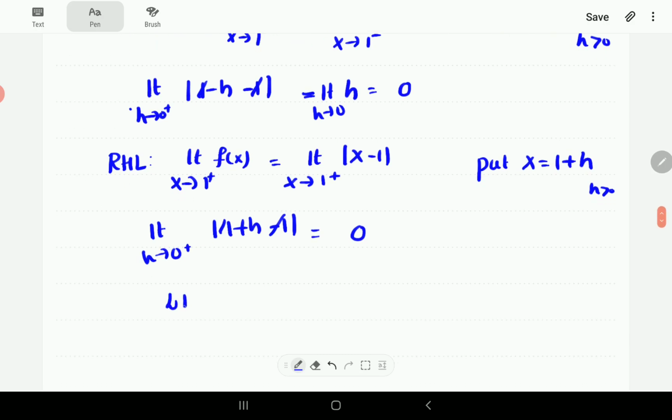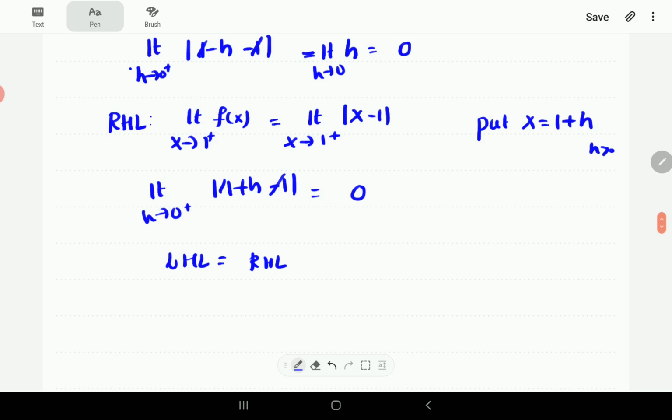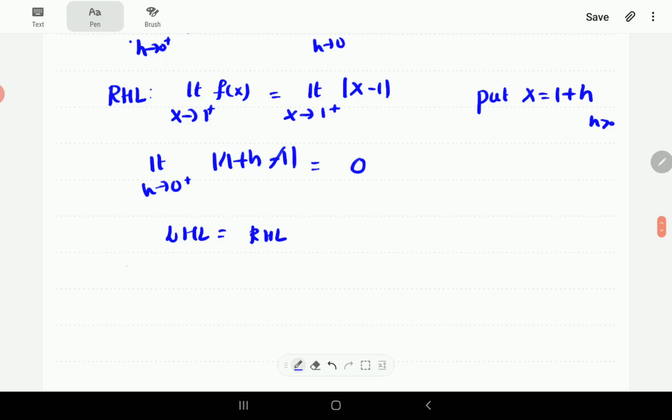your LHL is equal to RHL, and also we have to check whether it is equal to f of 1 or not. So let us find out what f of 1 is. Since our function is x modulus of x minus 1, f of 1 will be modulus of 1 minus 1, which is equal to modulus of 0, which is 0.